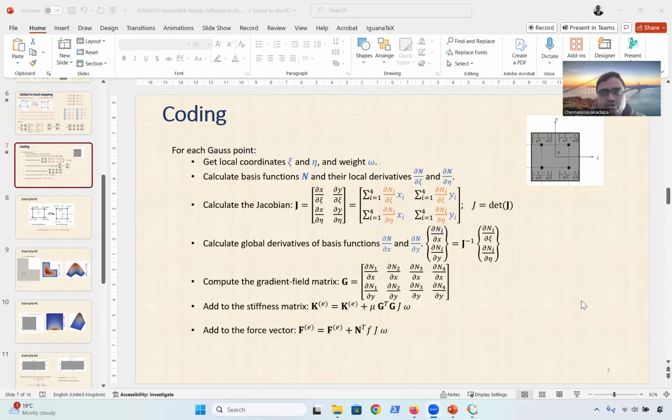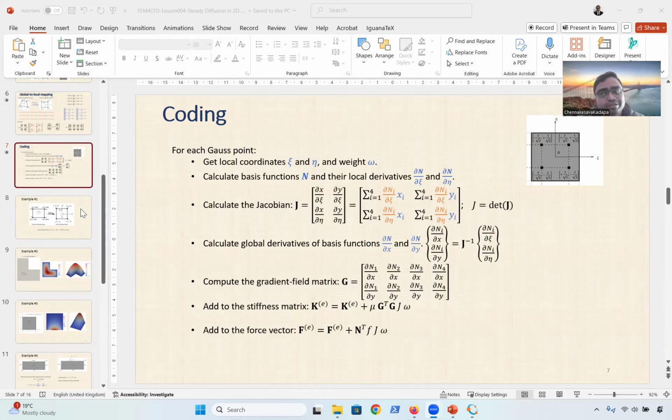Okay. So in this lesson, which is part of lesson 4 on the 2D diffusion equation, we are going to implement the calculation of the element stiffness matrix and element force vector for the 4-noded element for the 2D diffusion equation. We have seen the pseudocode.